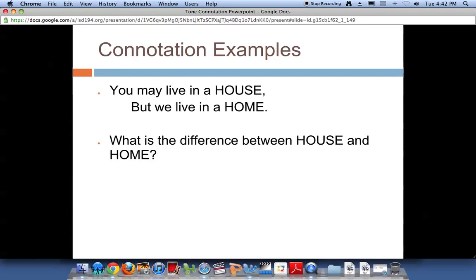All right, last one. You may live in a house, but we live in a home. So we need to ask ourselves, what is the difference between house and home? When we think of the word house, we think of the actual structure that we live in. The walls, the ceiling, the floor, the roof over our head. It is a very neutral word. But when we start thinking about the word home, it has an entirely different meaning, a very positive connotation. It's emotionally loaded.